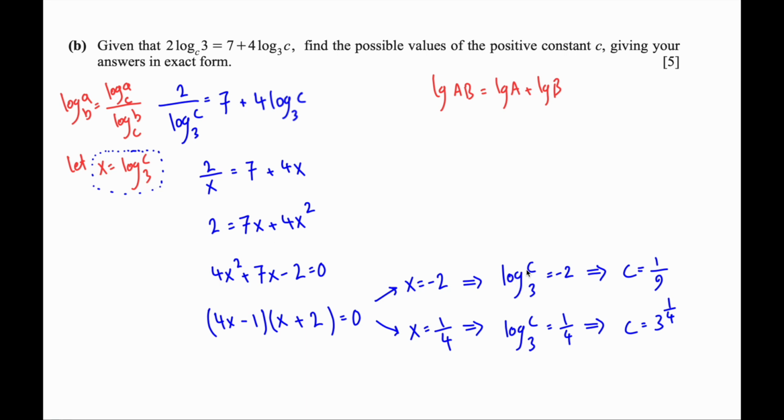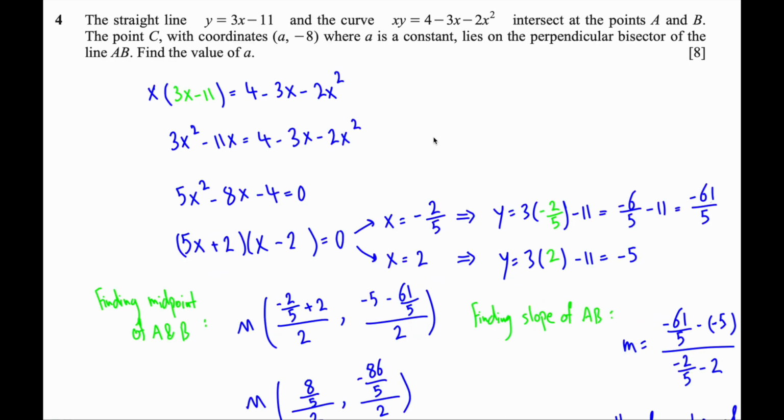Therefore, I get logarithm of c to the base 3 is negative 2, and c is nothing but 3 to the power of negative 2, which is 1 over 9. Also here, c is 3 to the power of 1 over 4, which I have written here. And that's it.